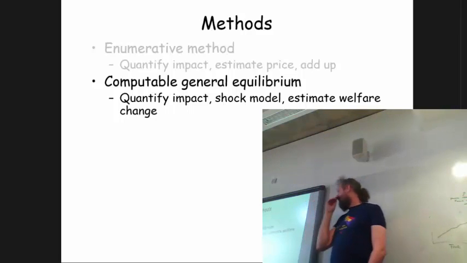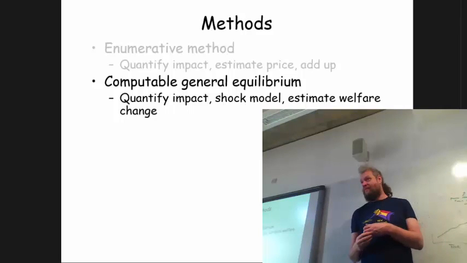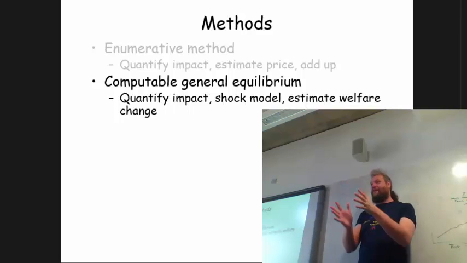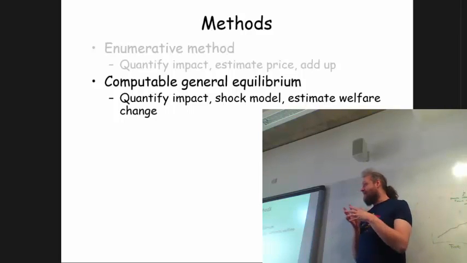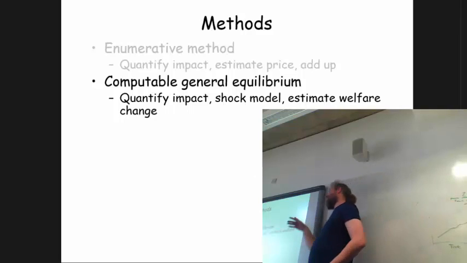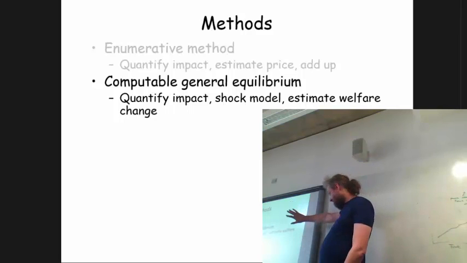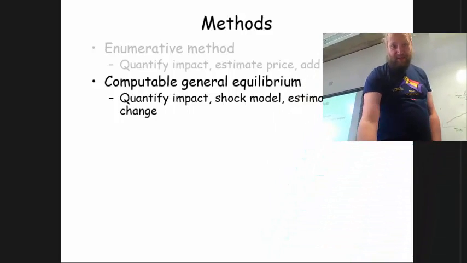Computable general equilibrium models also have the advantage that, unlike the enumerative method, you can look at the interactions between impacts. So in the enumerative method, what people do is they estimate the impact of climate change on agriculture and quantify its impact. And then they estimate the impact of climate change on water resources and value the impact. And then they add up the two, forgetting that 70% of freshwater resources are used in agriculture. So this is theoretically superior, it's harder to do, and therefore there's fewer estimates around.